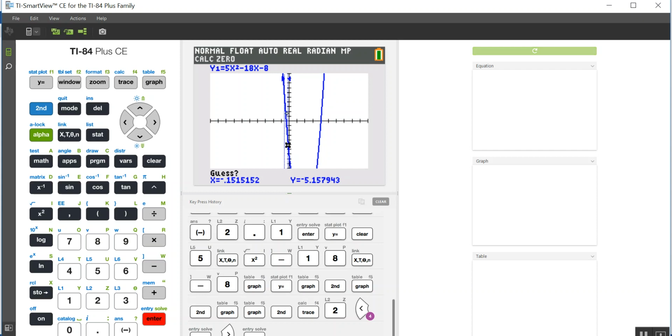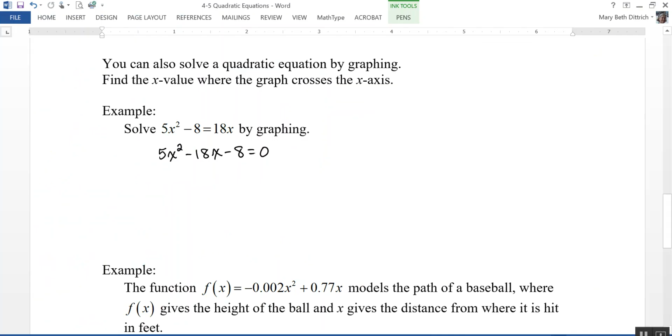and you'll notice that my calculator, yours may not, actually drew 2 vertical lines that are between where my 0 is. And now it's asking me to guess, so if I just hit enter again, it tells me that at that point, and you'll notice the blinky cursor move there, x is equal to negative 0.4 and y is equal to 0, so my other 0 is negative 0.4. So by graphing, I saw that x was equal to 4 and x was equal to negative 0.4.